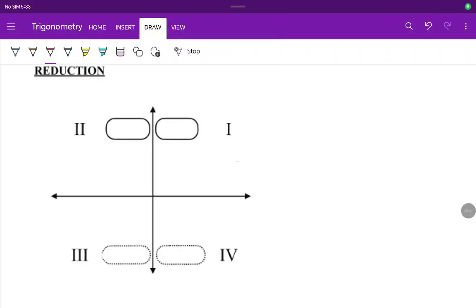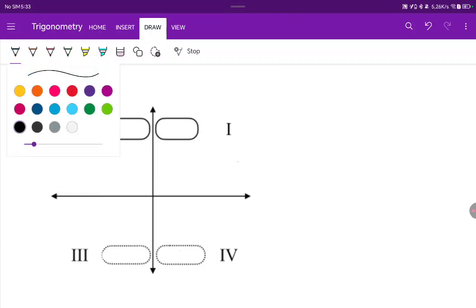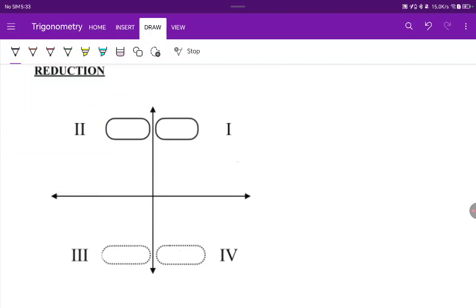Let's review the CAST diagram and reduction formula. So first of all, when you are going to do trigonometry, we always expect you to draw this little plus, the Cartesian plane, and to fill in the details. What details do we need? First of all, you're going to name it, and you are naming it CAST, starting in quadrant 4 going counterclockwise: CAST, and that stands for cos, all, sine, and tan.